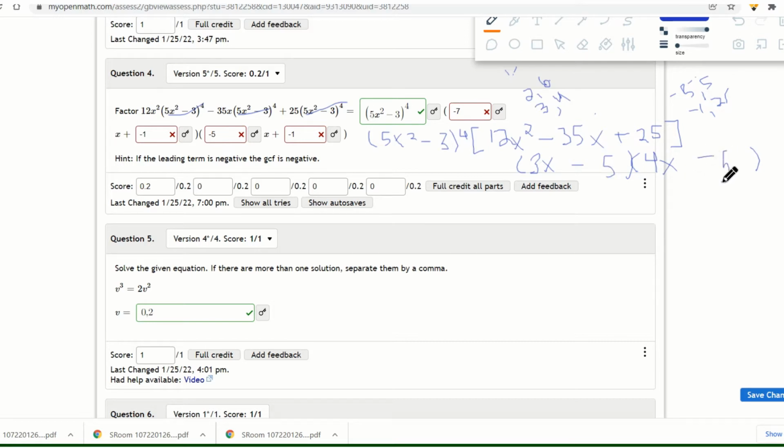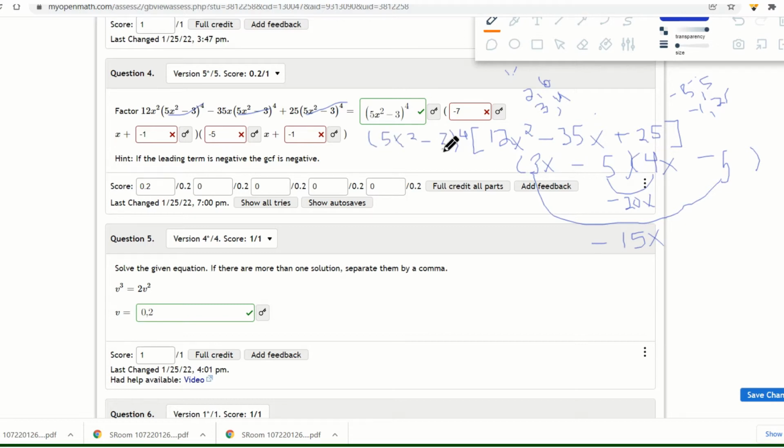Now to see if we've got the proper thing in our factors, we have to check. We check the inside multiplication. Negative 5 times 4x is negative 20x. And we check the outside multiplication. 3x times negative 5 is negative 15x. And together, we want those two to add up to negative 35x, and they do. So this is the proper answer.